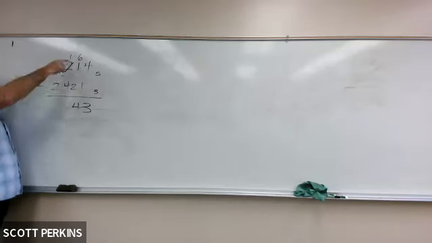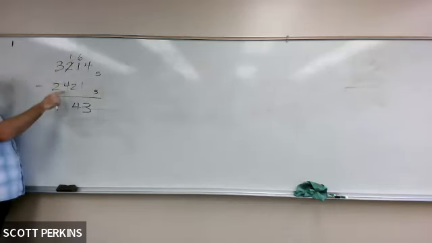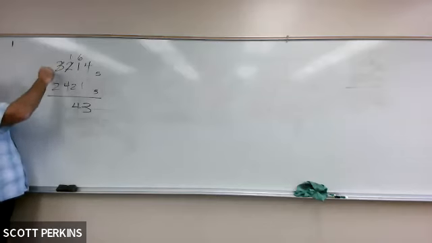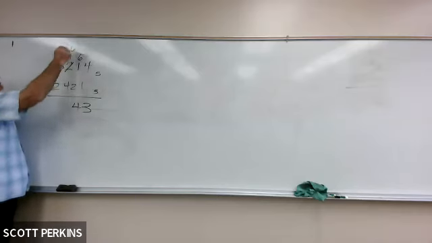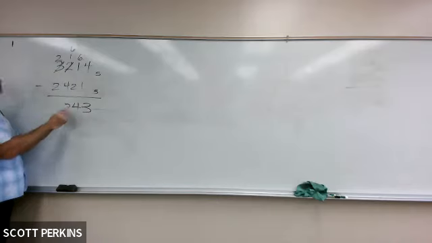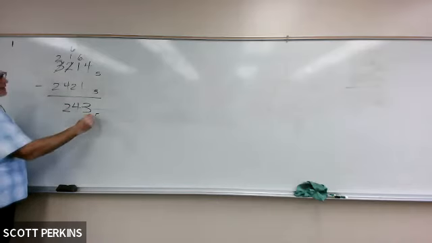Same thing happens now. I've borrowed, so I have a 1 here, and I got to subtract 4. That's not going to work out for me. So I come over here and borrow. This becomes a 2. I borrowed a full group of 5 again, so this is going to become a 6 once again. 6 minus 4 is 2. 2 minus 2 is 0. Base 5.